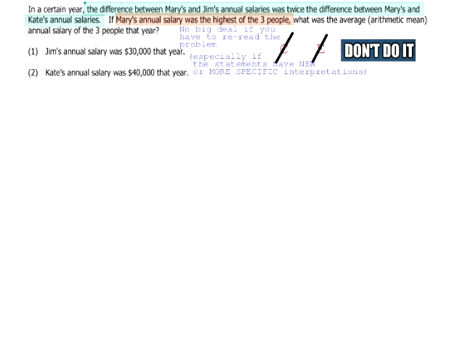So the difference between Mary's and Jim's is going to be 2 times the difference between Mary and Kate. And we know that these are subtractions where M is the top of the subtraction. It's M minus J equals 2 times M minus K.